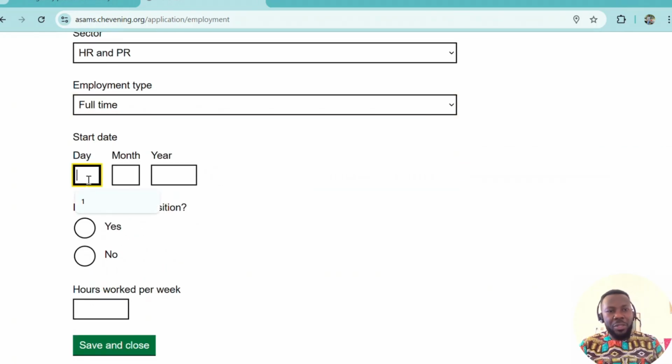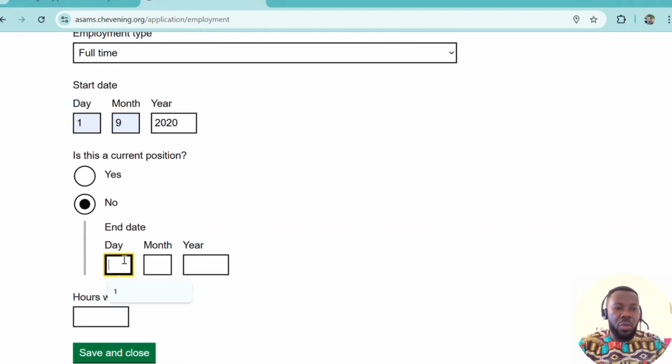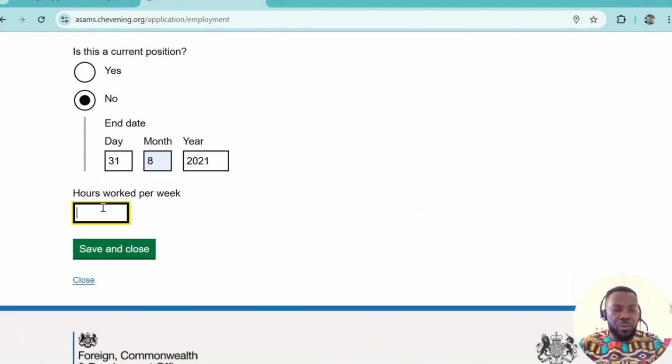Start date, 1st September 2023. No, 2020. And then here it's 31, 8, 2021. Hours of work per week, 40. Save and close.